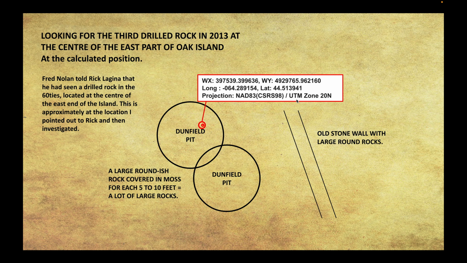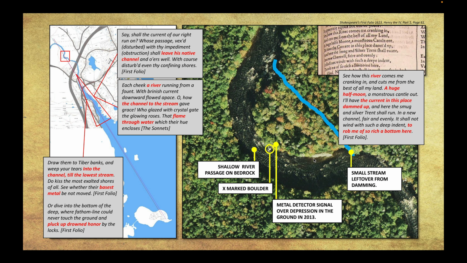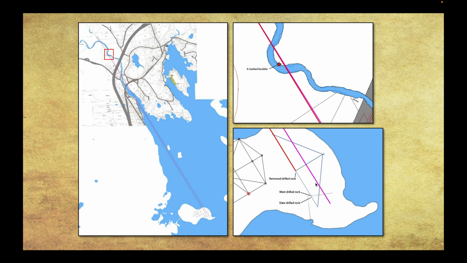We also have around here an old stone wall with large round rocks. So it could be that someone built the stone wall and used the drill rock from here to build that wall. We don't know. So what we're seeing is that if we assume that this is correct, then the map actually points straight up. The point lines point straight up and go up the Gold River, the entrance to the Gold River, and then straight up here, and then they start crossing each other in this area up here.